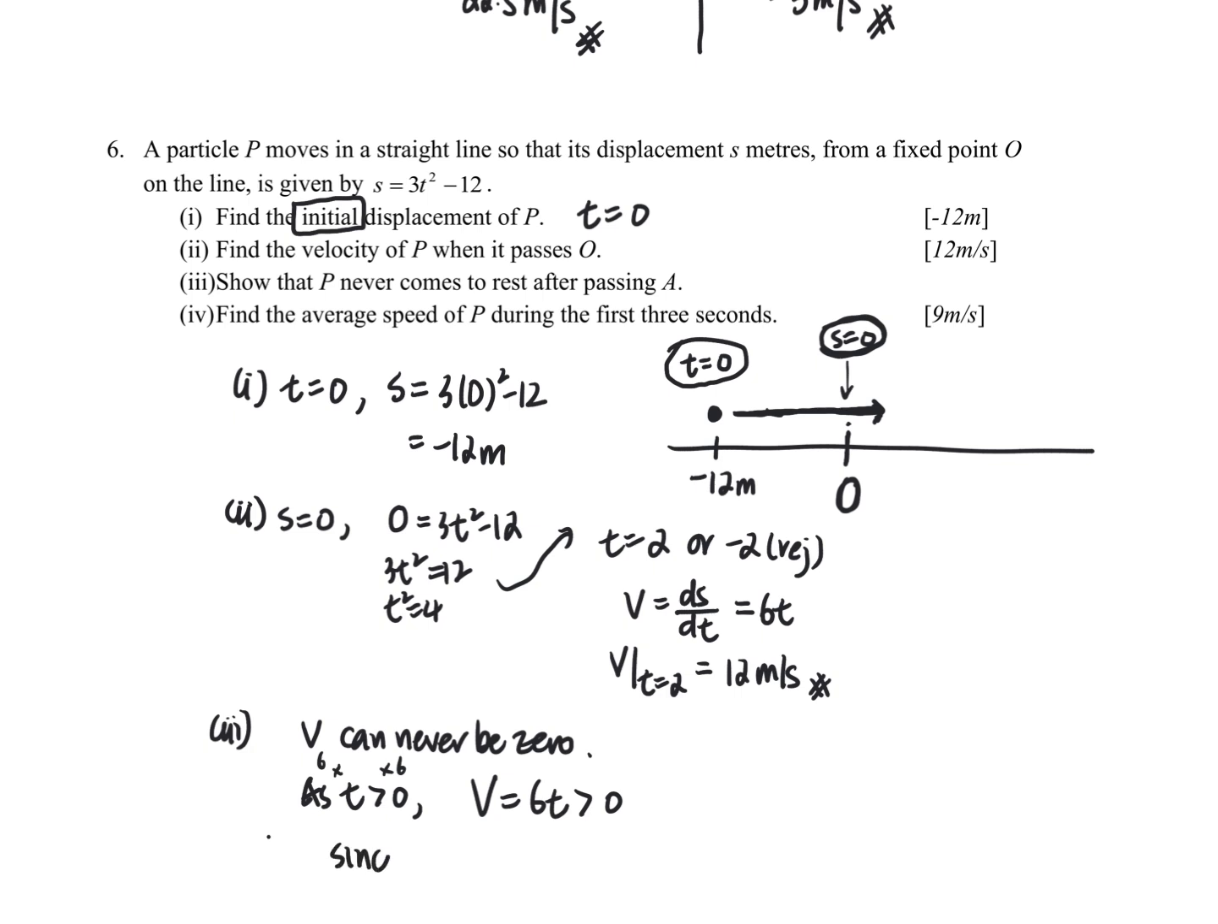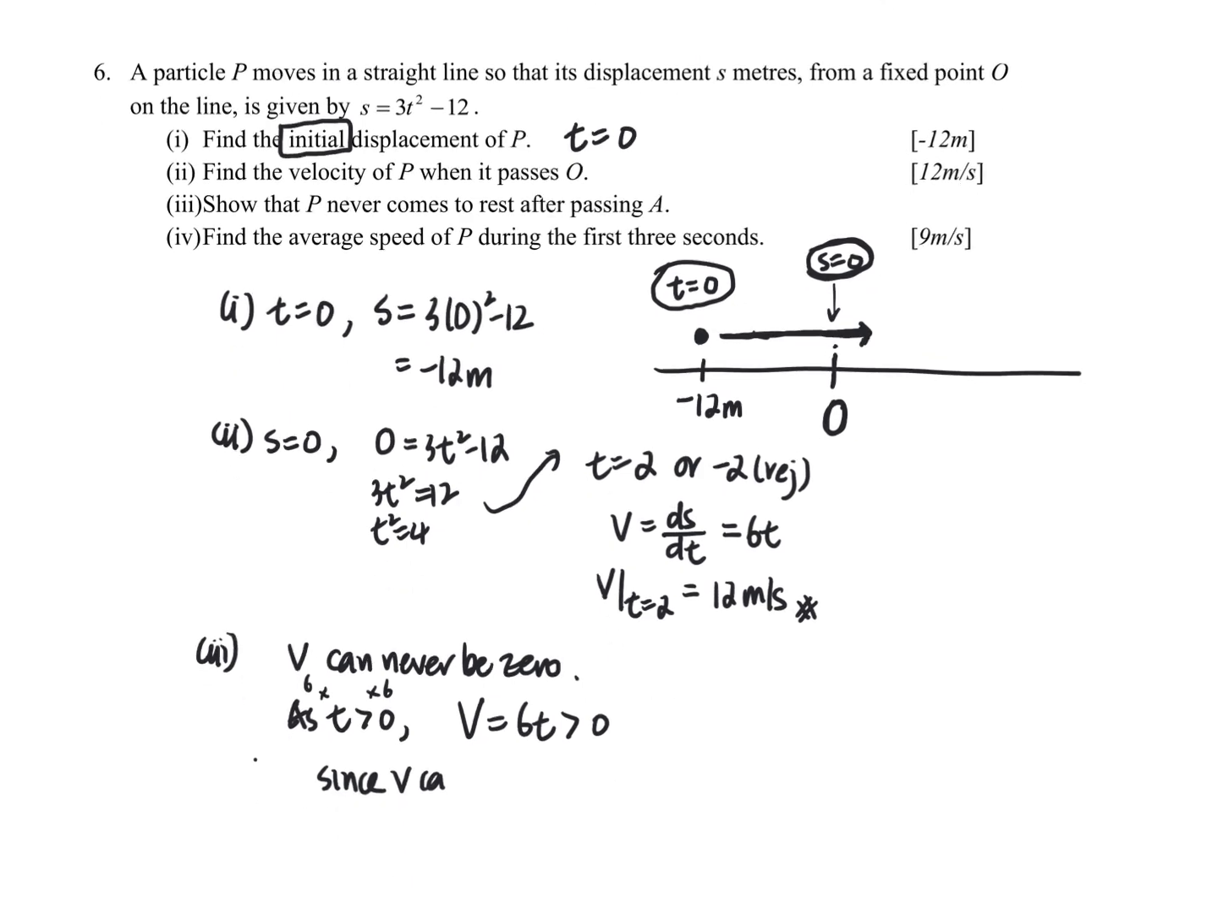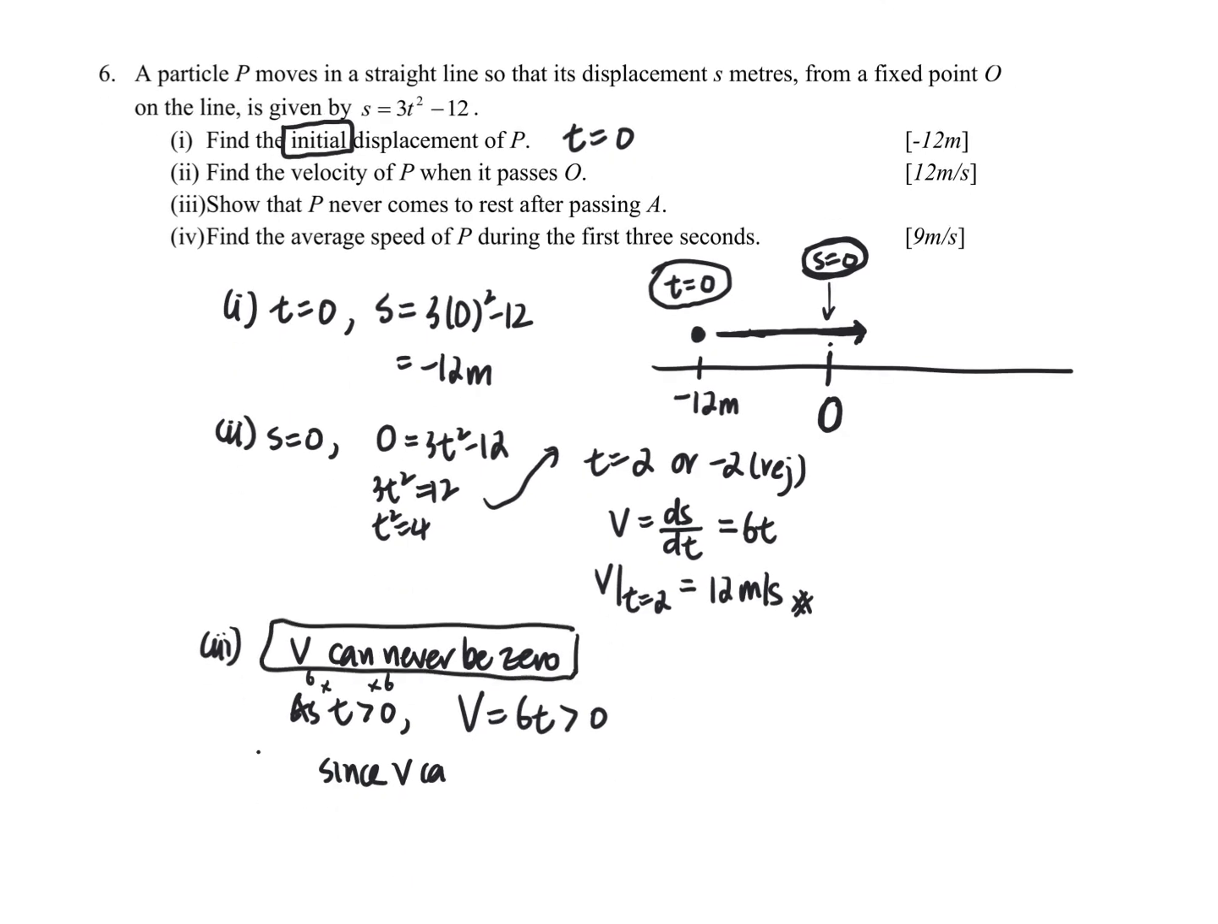So since v can never be 0, this is what you want to show, it can never come to rest. It will continue to move after time starts. So this particle will never stop.